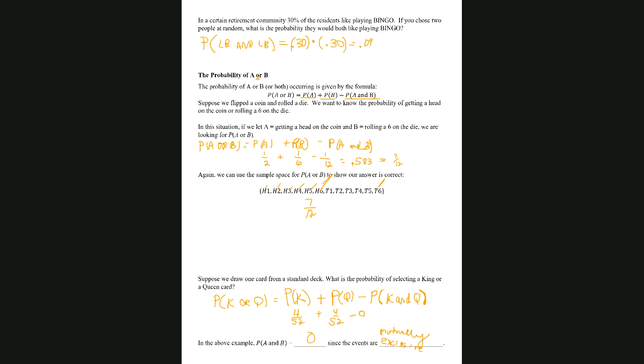So now if I said, suppose we draw 2 cards, what is the probability that the first one is a king or the second one is a queen, then that could happen, right? But if we draw one card, the probability that it's a king and a queen is 0. So if I have 4 over 52 plus 4 over 52, that becomes 8 over 52, and you can reduce that if you want. But I could also just say that that is the decimal 0.154.